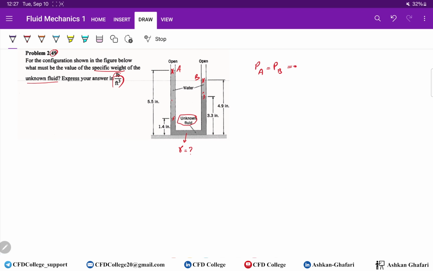I start from point A, PA. I move towards point B until I reach the first interface. I moved downward, so I should add the pressure, plus gamma of water times this distance, which is 5.5 inches minus 1.4 inches.